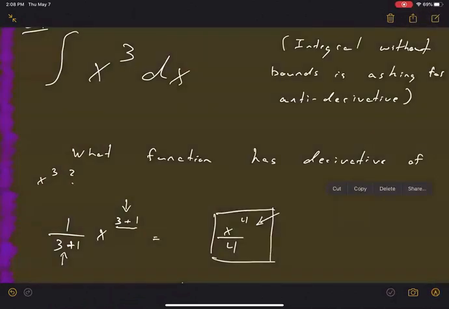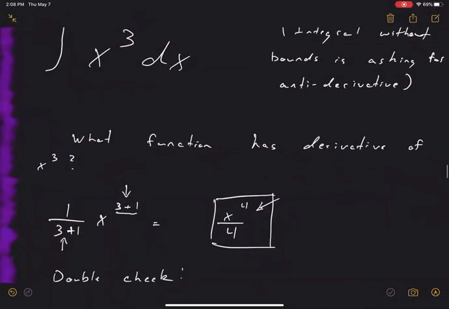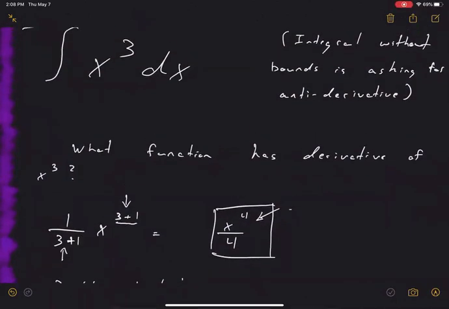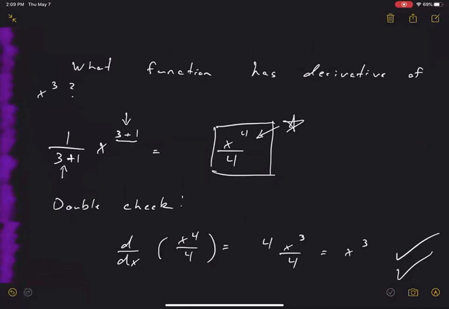Okay, so that's my antiderivative. And can I double check that? Well, yeah, if I take the derivative of this thing, I should end back up at x cubed. So let's just double check real quick. Let's see if the derivative is equal to x cubed.